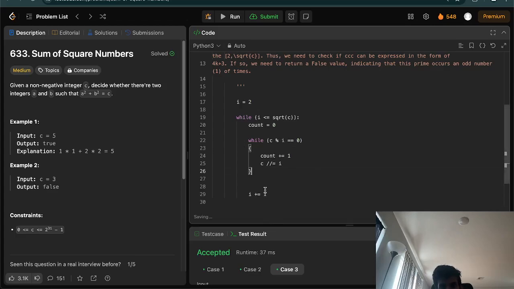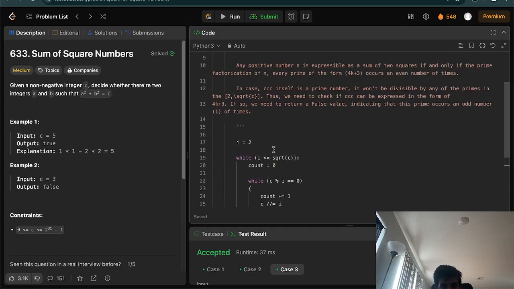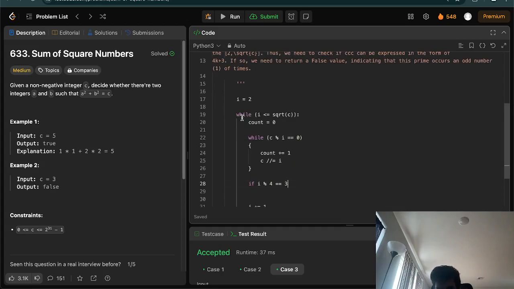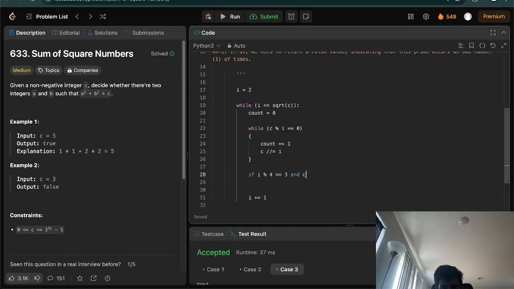And if i mod 4 is 3, so we're checking if it's of the form 4k plus 3, and the count of the number of times that i has appeared mod 2 is not equal to 0, we return false.